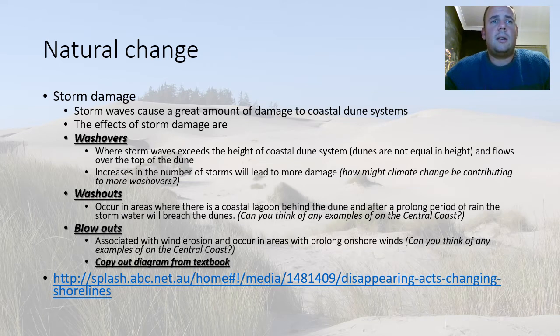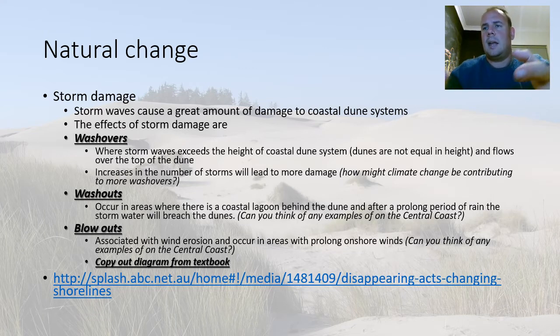We have washouts. These occur in areas where the coastal lagoon is behind the dune, and after a prolonged period of rain, the storm water will breach the dune. So there's two, you have to be careful there. There's two different definitions: washovers by waves caused by the sea, and a washout is where we have a lagoon. So we've got Terrigal Lagoon on the central coast, as well as Avoca Lagoon.